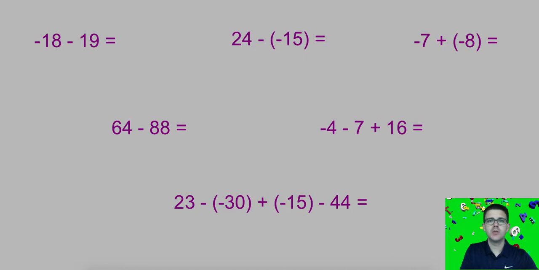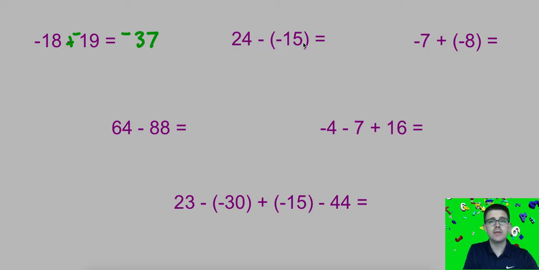So let's try some of these real quick. First one stays the same. Subtraction becomes adding the opposite. So negative 18 plus negative 19, same signs, add them together and keep the signs. In this case, I would get negative 37.